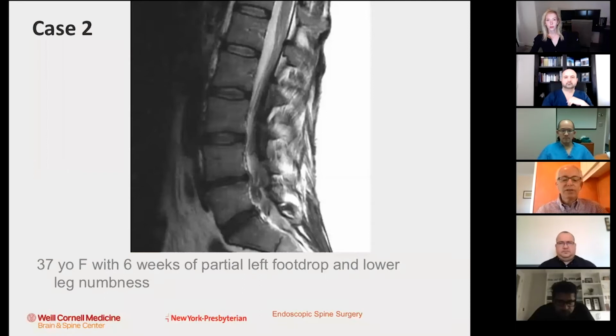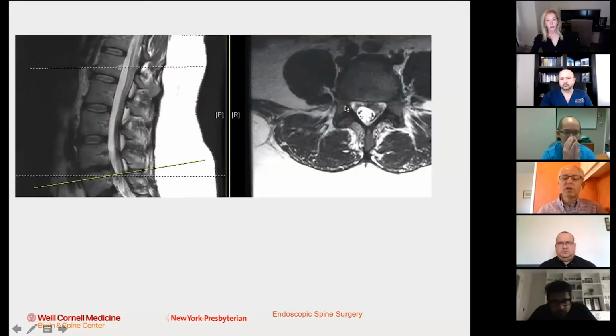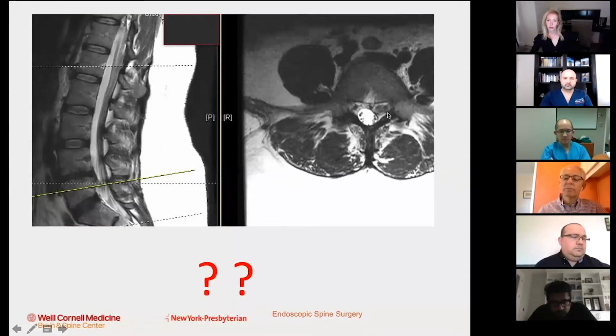The other case is a 37-year-old woman with 6 weeks of partial left foot drop and lower leg numbness. She has an L4-5 herniated disc with an inferiorly extruded fragment behind the body of L5. This is the sagittal and axial images. Right at the level of the disc, it really looks pretty good. But as we take successive images downward on the axial images, you start to see the disc herniation and compression of the nerve root, particularly here.